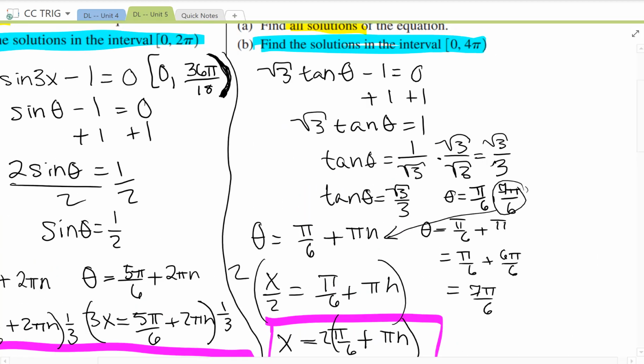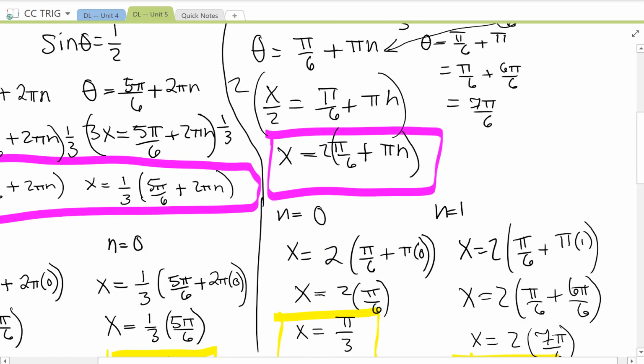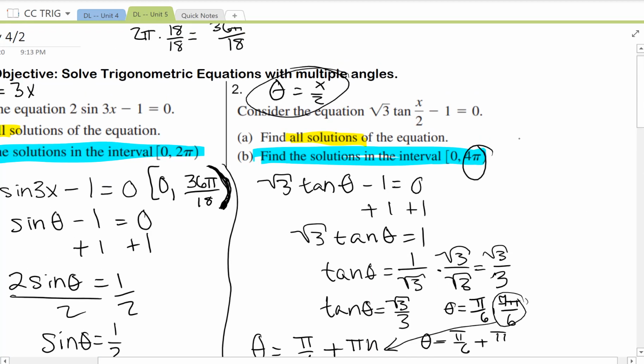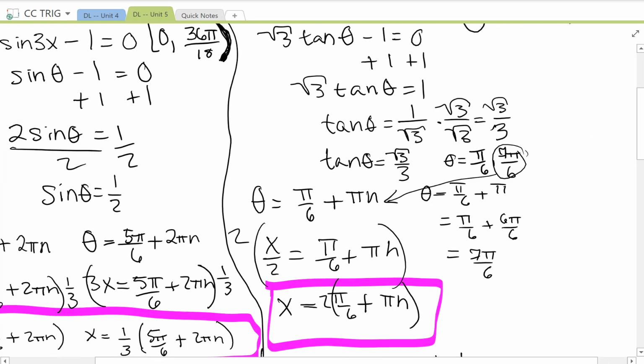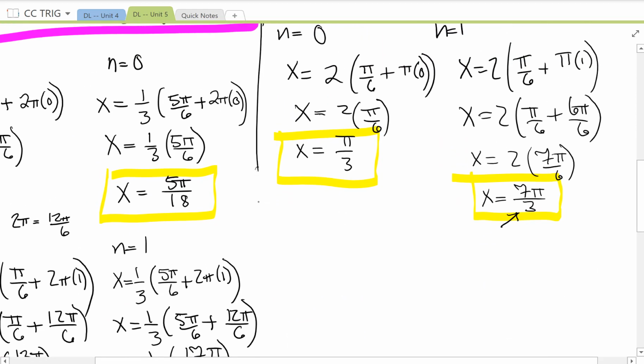Okay, looking back at the restrictions, because I want to know when I can stop plugging in values for n. 4 pi, and all of our resulting answers have a 3 on the bottom, so that's what I want to look for. How do I write 4 pi with the denominator of 3? That would be 12 pi over 3. Okay, so once I get to 12 pi over 3, I'm out of the interval. I have no more solutions. Or before that, right? Because 12 pi over 3 is not in the interval. Only up to that.